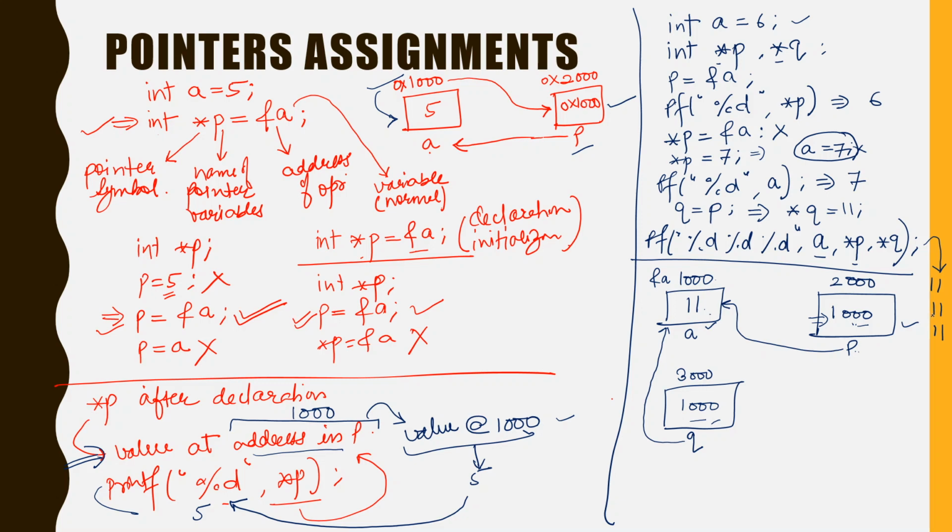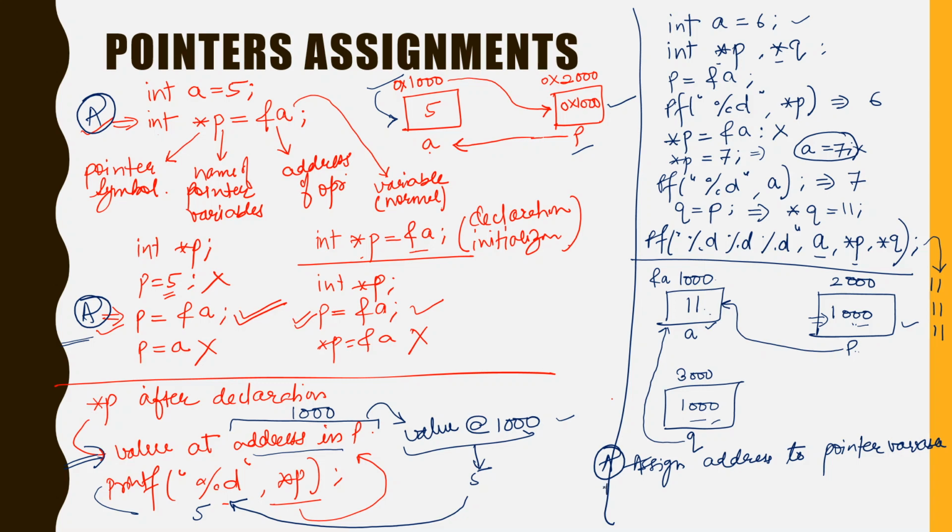So this is all about pointer assignment. We have seen here how to assign an address to a pointer variable. This was the method to assign an address to a pointer variable. This was the alternative method of assignment to a pointer variable when you are in the declaration statement. And this is the method you have to follow when you are not in the declaration statement.